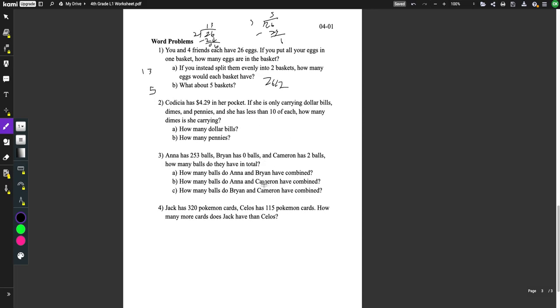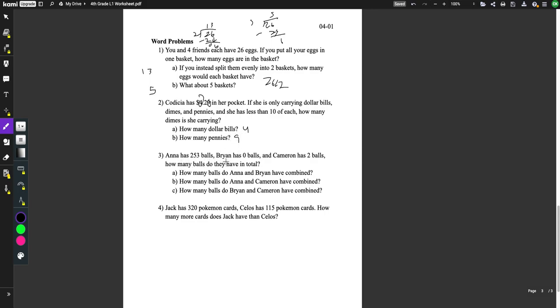Okay, we're going to go to number 2. Codicia has $4.29 in her pocket. If she is only carrying dollar bills, dimes, and pennies, she has less than 10 of each. How many dimes is she carrying? So let's first do part A. How many dollar bills? Because we know we're going to look at place values. The first value over here is $1, so we know that's 4. Pennies is the last value, and that's 9. Okay, now we're going to look at this one.